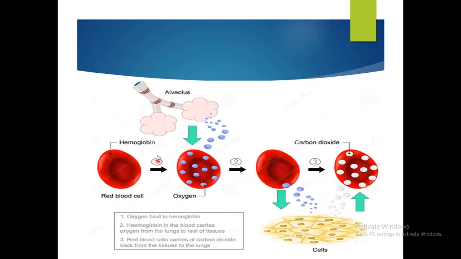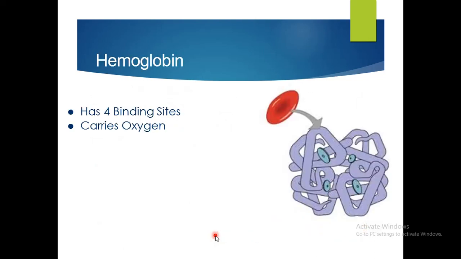Here you can see a little more detail of the previous one. In the alveoli, oxygen comes from the environment and is taken up by the red blood cell, which has hemoglobin molecules. The red blood cell, along with the oxygen carried by hemoglobin, goes to the tissues, where this oxygen is released into the tissue cells and carbon dioxide is taken up in its place. So this is the role of red blood cells.